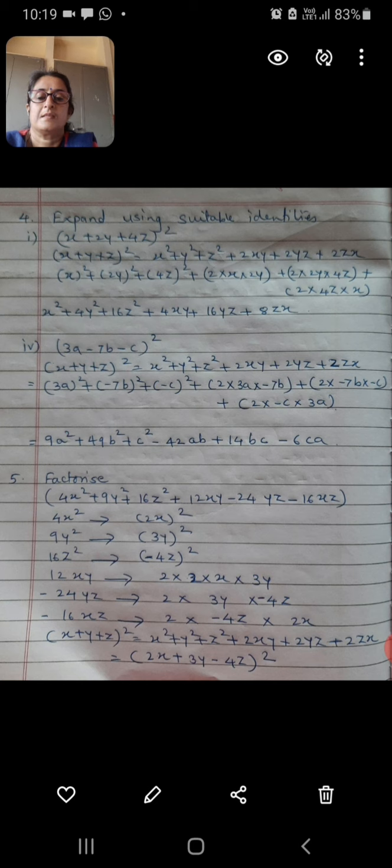So it's like the same identity which I used in the earlier question, that is (x + y + z) square. So put it in that format, you will get it.